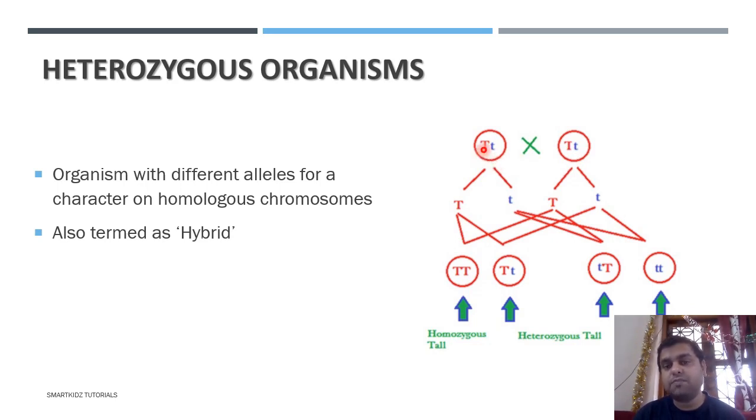It is not having both alleles as capital T, so it is not homozygous dominant. It is dominant, and it shows over here because it has got a capital T, and a dominant allele dominates over the recessive allele.